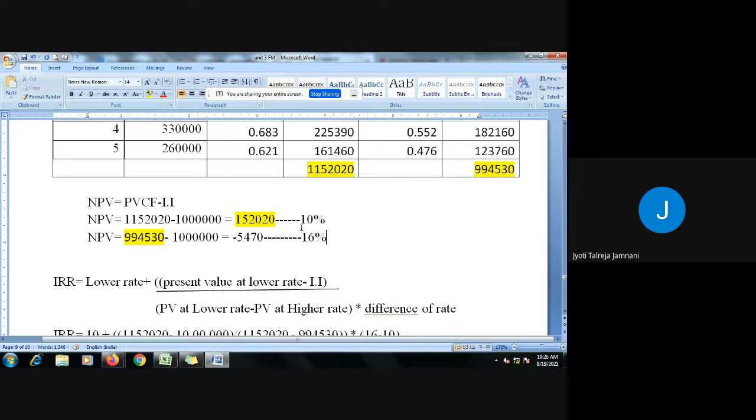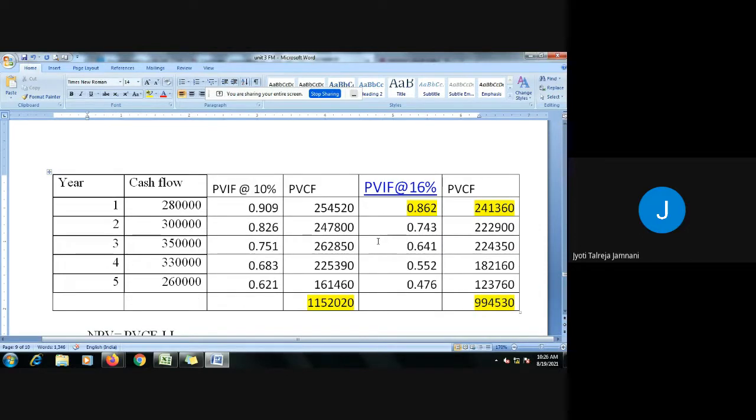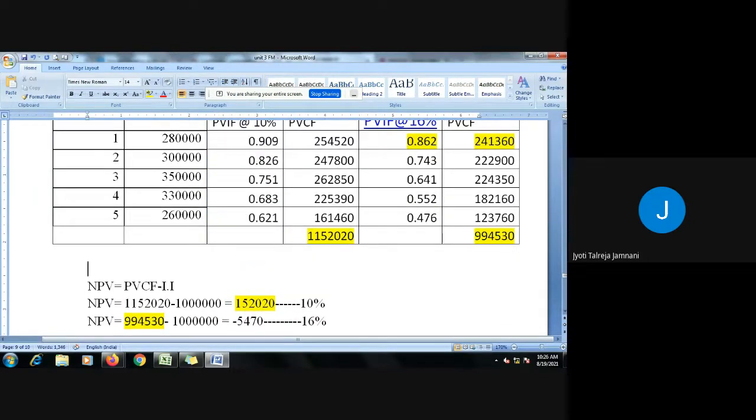Now here, see, I have not tried 15%. From 10, I directly took 16. But suppose I would have tried 15%, I would have got a positive NPV. Then I would have tried 16% and got negative. So if I have three rates, I'll write it here. Suppose I tried at 10%, then at 15%, and then at 16%. At 10 and 15, I got positive, and at 16, I got negative.